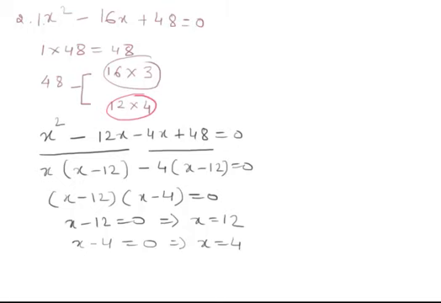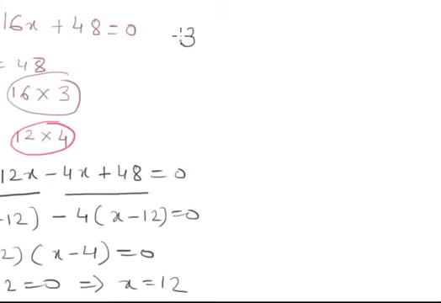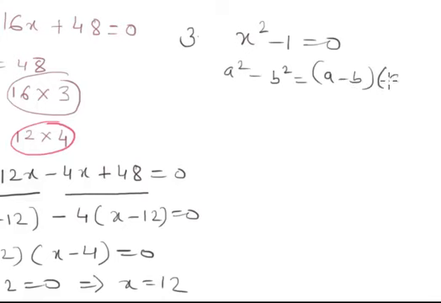If I consider the next equation, say you have an equation of the form x squared minus 1 equals 0. You already know that a squared minus b squared equals a minus b times a plus b. So x squared minus 1 can be factorized as x minus 1 times x plus 1. So even if the middle term is not there, it is still a quadratic equation.